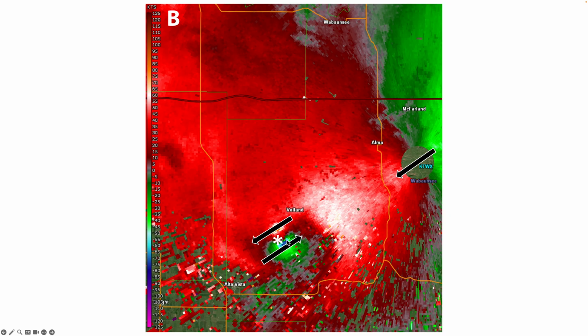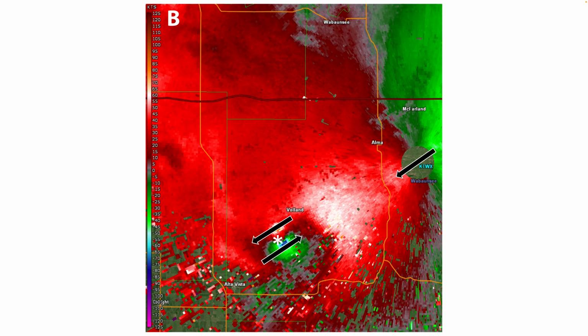It is this spin, this rotation imparted to the air by this couplet, that allows the National Weather Service to identify this tornadic vortex signature and then issue the tornado warning to warn the public. So you can't do this with Doppler radar and base reflectivity. You can only do this with Doppler radar in velocity mode. That's why Doppler radar in velocity mode is so important.